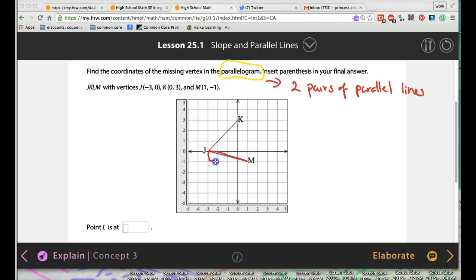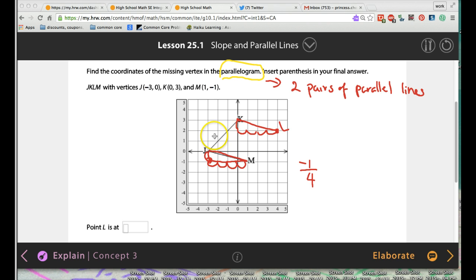Well, if I draw my triangle like this, I have to go down by 1, so my rise is -1. And then how many do I have to go to the right? 1, 2, 3, 4. So my slope is going to be -1/4 for JM. So then the slope for KL also has to be -1/4. So what I'm going to do is start from K, go down by 1, and then go to the right. 1, 2, 3, 4. There you go. And so that is where point L is supposed to be.